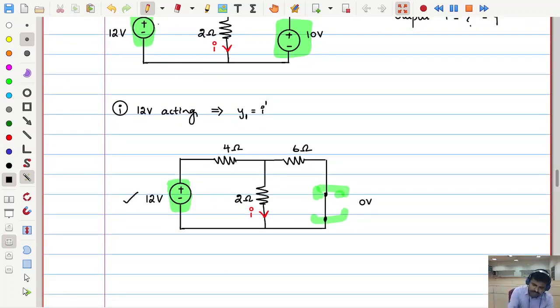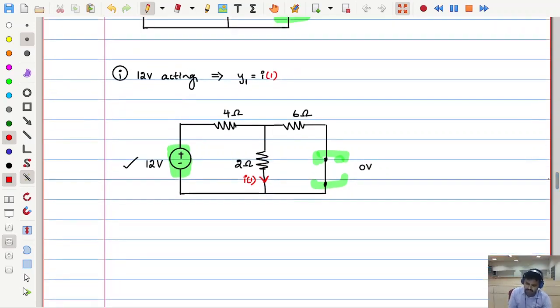Because of this input, whatever output takes place here, I will call I1 dash, I dash, or you can consider I1, whichever is convenient to you. So you can consider I suffix 1, or I of 1. Now we would like to find what this I of 1 is. We can find this in many ways. How can we find this? You can go with nodal analysis, simple nodal analysis.